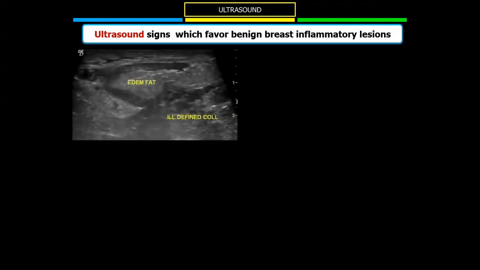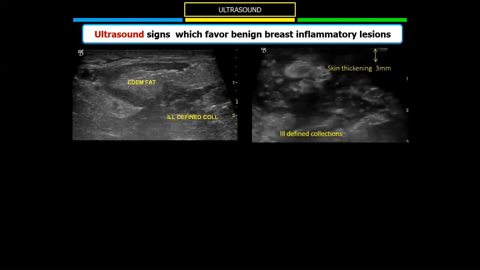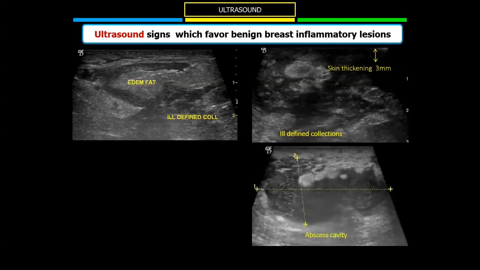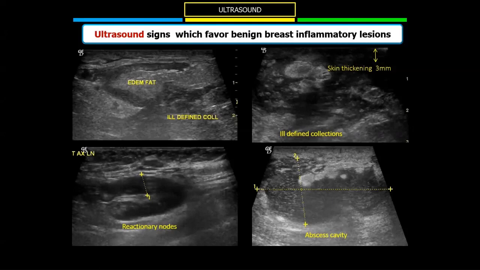They usually include the edematous echogenic fat lobules, which are delineated by interstitial edema lines. Sometimes it's more than interstitial edema. It is like ill-defined collections, and sometimes these ill-defined collections proceed to actual abscess cavities. And when we look at the axillary lymph nodes, we find reactionary nodes, and they usually retain their fatty hilum, although they have a diffusely thickened cortex.